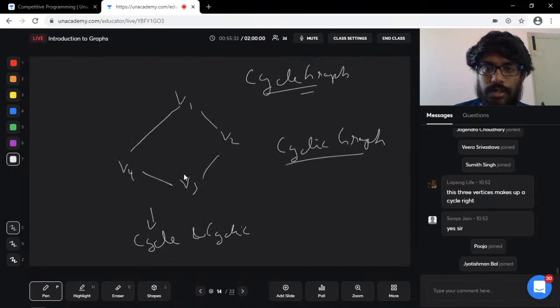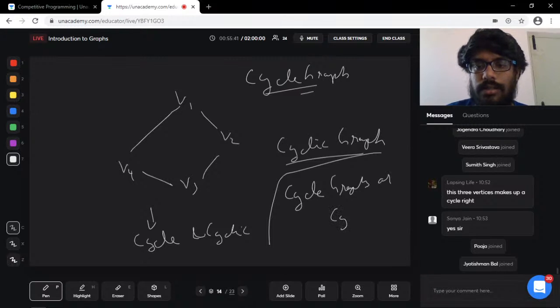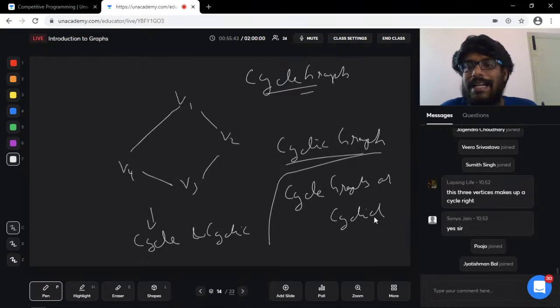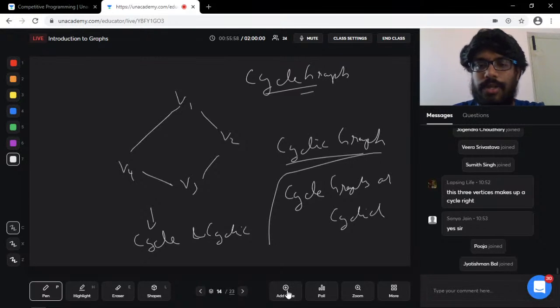Just to be clear, all cycle graphs are cyclic because they contain a cycle. But not all cyclic graphs need to be a cycle graph, right? I hope this is clear. Good. So this is a cycle graph.